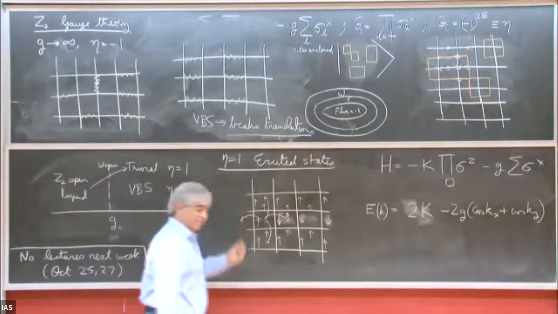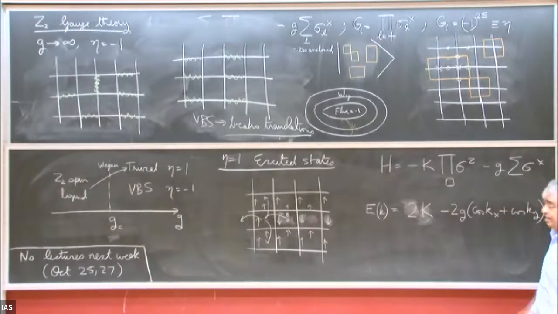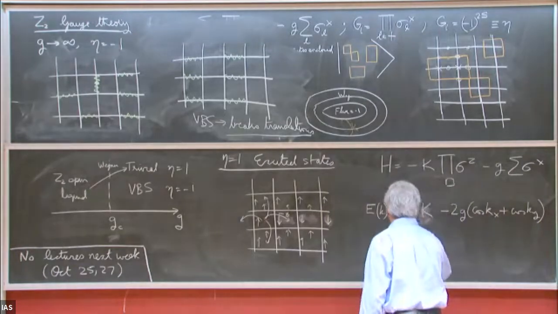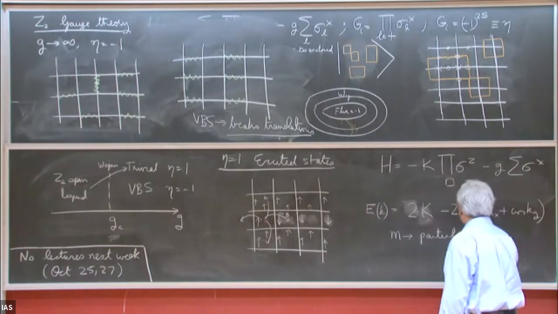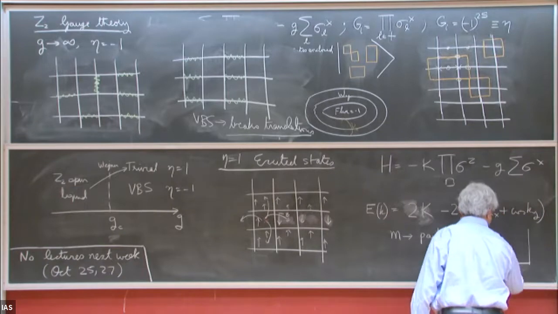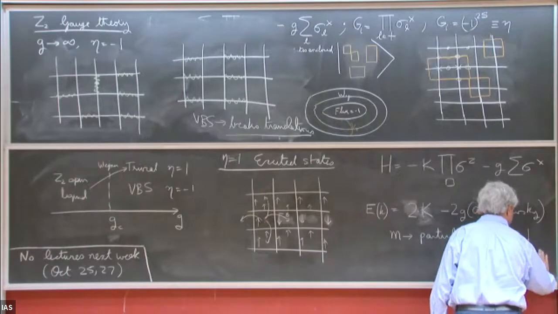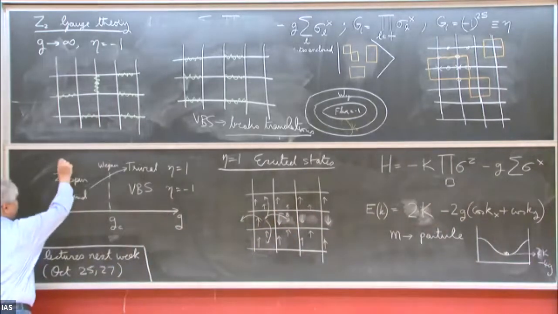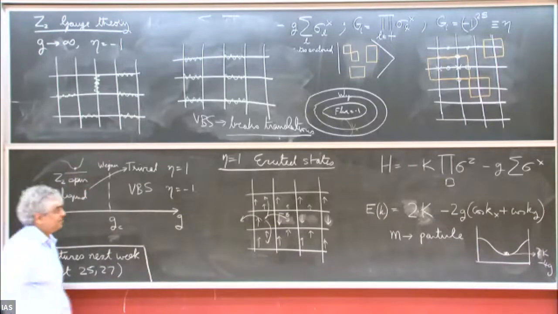So you get a particle which disperses, has a certain momentum K. It can't be created on its own. This is, of course, the M particle. And it has some dispersion in momentum space with a minimum here. So this minimum is 2K minus 4G. So that's the particle over here. We have a particle sitting there, and it can move around.